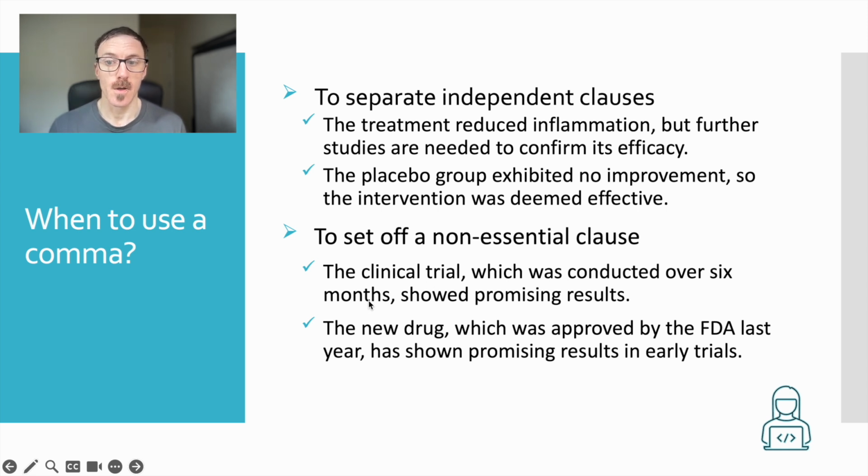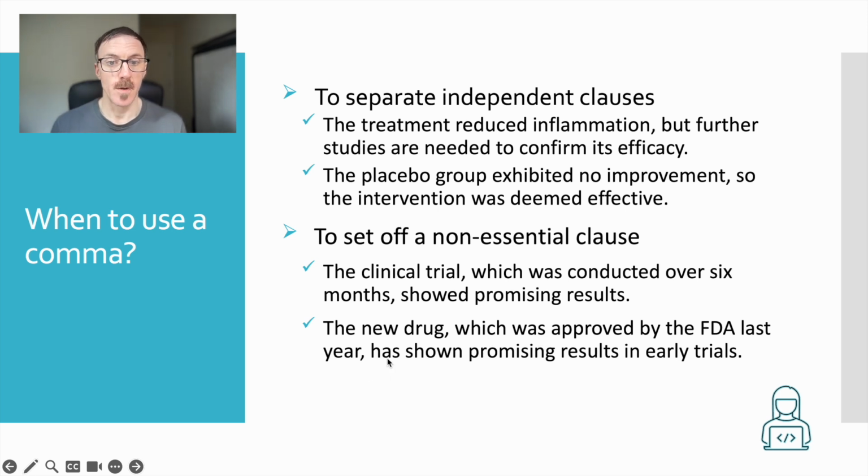So the clause, which was conducted over 6 months, well, this adds extra information, but it's not essential to the main point of the sentence. The commas indicate that the sentence remains clear and grammatically correct, even when the clause is removed.